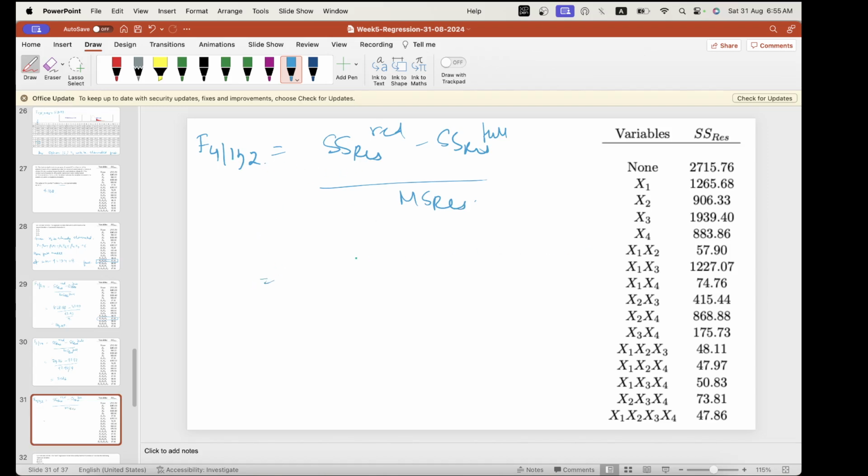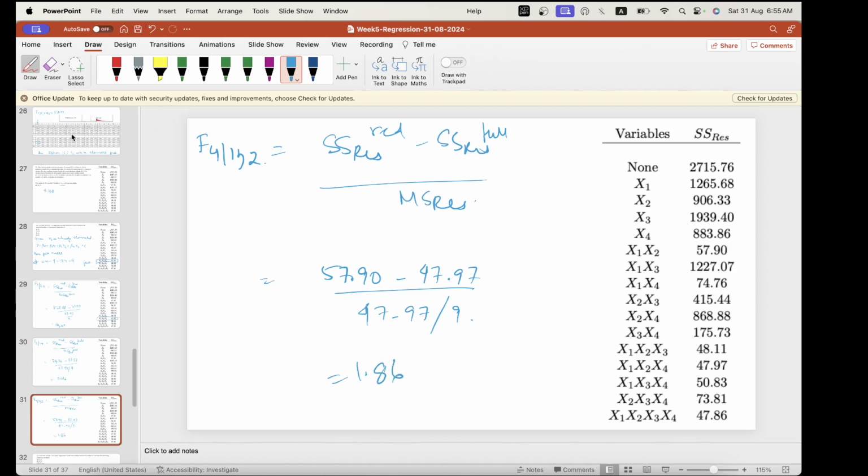1 and 2. So this would be 57.90 minus 47.97 by 47.97 by 9. So this is 57.90 minus 47.97 into 9 divided by 47.97. So this is 1.86. All right.